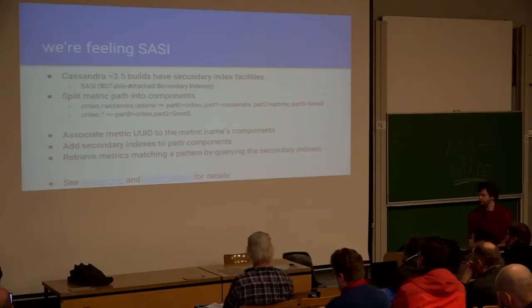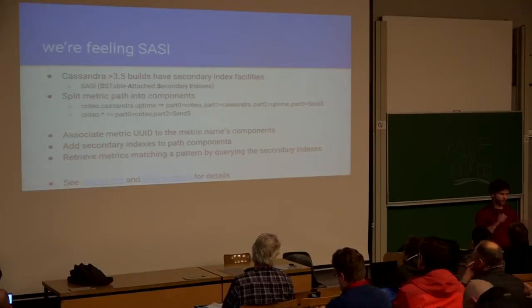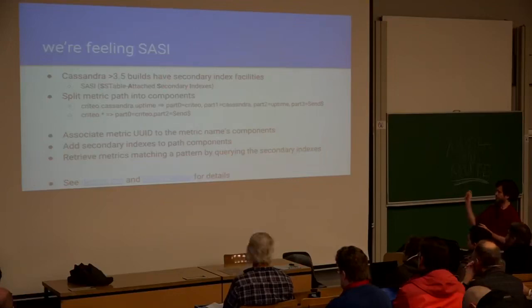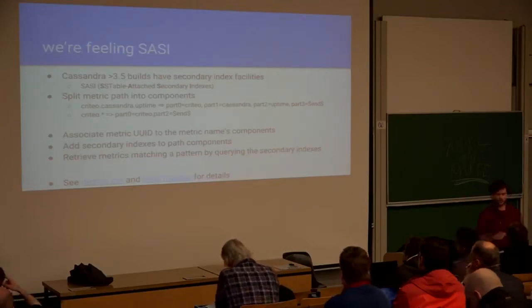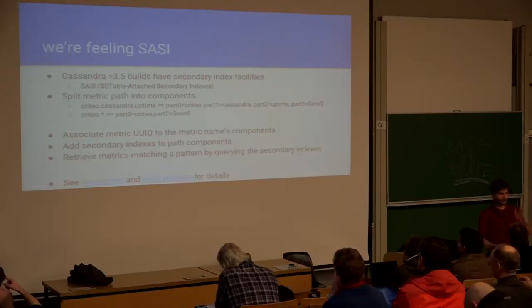What we've done is that given a path, let's say Cassandra.Criteo.uptime, we will just split this path into components. So in this example, the first component will be Criteo, second one will be Cassandra, third one will be uptime, and we will mark the end. The fourth one will be the end marker. You can do that, or you can just store the length of the metric, but it's easier to do it this way. So we split it into components in the table, and then we index each of them individually.